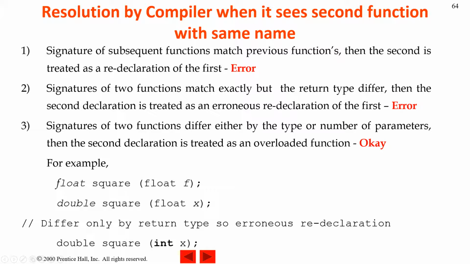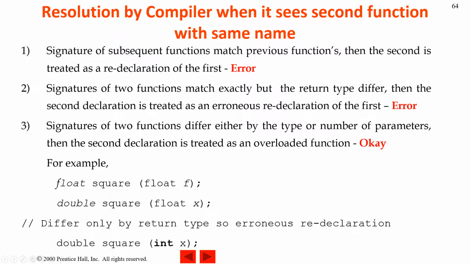The second case is that the signatures of the two functions match exactly but the return type differs. Then the second declaration is again treated as a redeclaration and it will give you an error. Again it will be a compiler type error; if only the return types are different, it will not allow it. If the signatures of the two functions differ either by the type or number of parameters or even the order, then the second declaration is treated as an overloaded function of the first and that is okay.